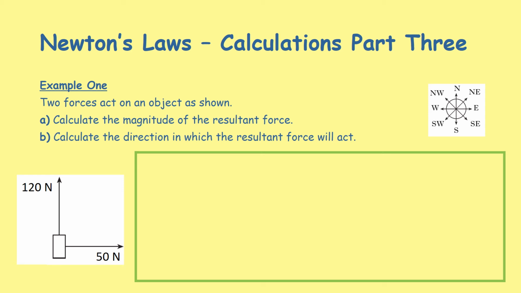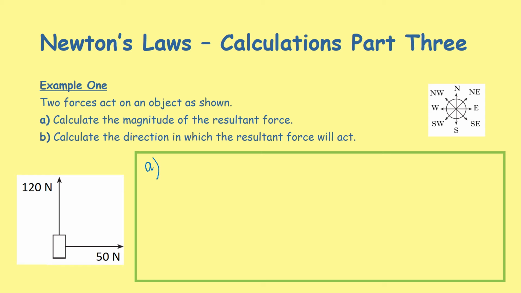You can see across at the right-hand side just here we have a little compass. When we draw our diagrams, we always make sure north is pointing upwards on our page. Let's go for Part A first. Calculate the magnitude of the resultant force. Before we can do this, we can't just put a dotted line on this diagram. That doesn't work. We know we need to draw our arrows tip to tail.